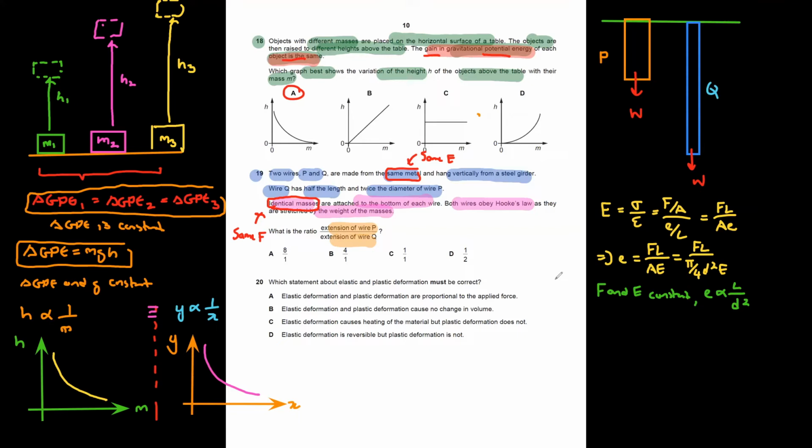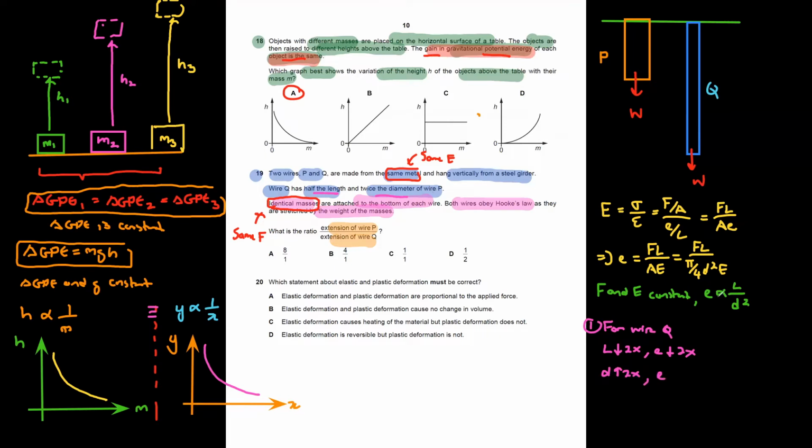Now, there's an easy way to go about this, and there's a more tedious one. I'll show you the easy one first. For the easy way, you just look at wire Q itself and make a comparison. For wire Q, the length is half the length of P, so the length is reduced by 2 times. That means the extension is reduced by 2 times too. And then when you look at the diameter, they told you the diameter is twice that of wire P. So the diameter is 2 times more.